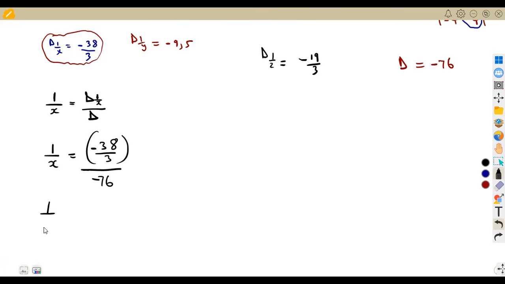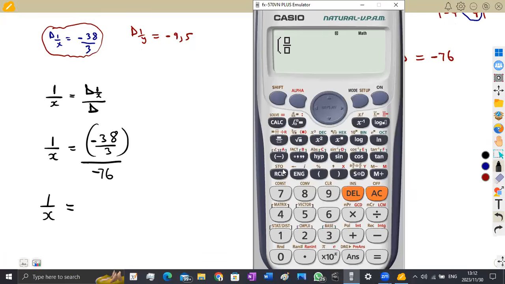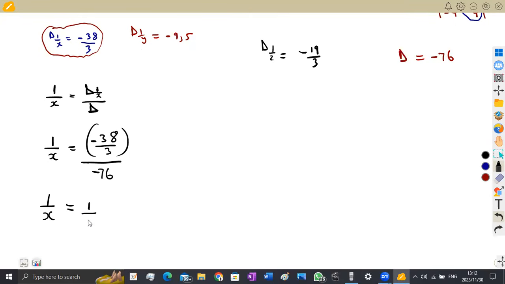All right, so 1 over x is equal to, you can just simplify it on our calculator here. Open a bracket, negative 38 over 3, close the bracket, divided by negative 76. This gives us 1 over 6. So we're going to have 1 over 6.